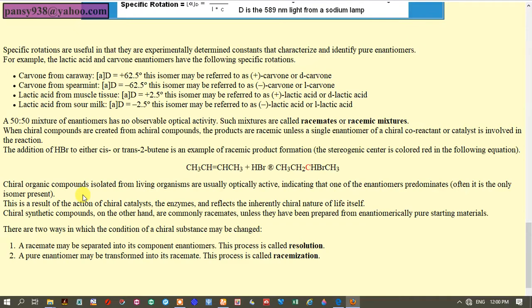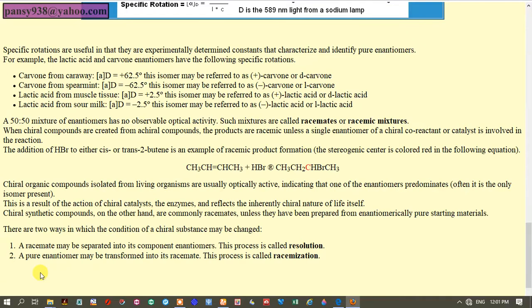So the synthetic compounds are mostly racemates unless they have been prepared from enantiomerically pure starting materials. There are two ways in which the condition of a chiral substance may be changed. A racemate may be separated into its component enantiomers, and the process is called resolution. And secondly, a pure enantiomer may be transformed into its racemate, and this process is called racemization.